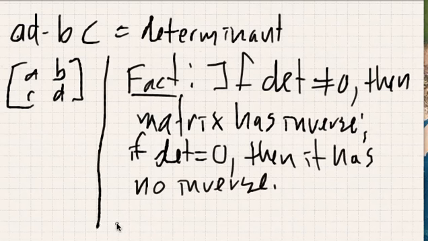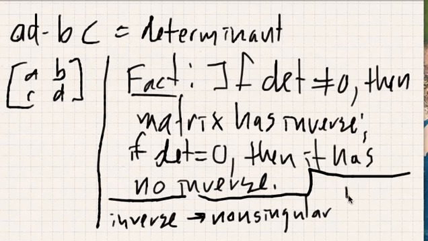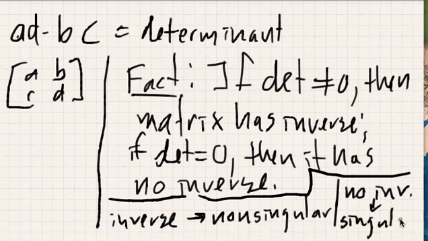And there is some vocabulary which says that if it has an inverse, we call it non-singular. Whereas if it has no inverse, we call it singular. Okay. That's I guess pretty much it.